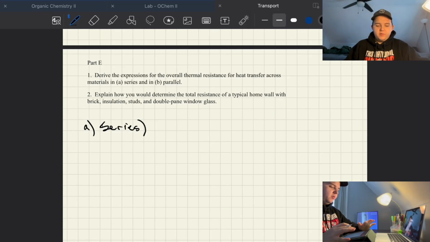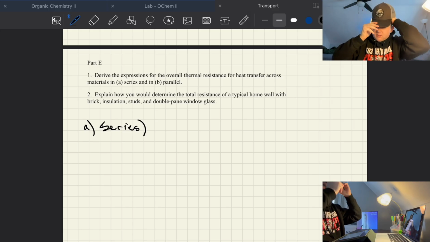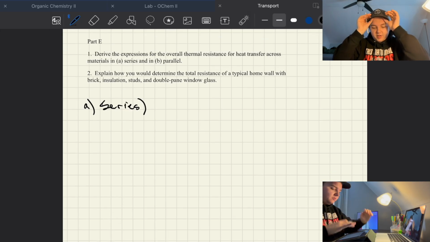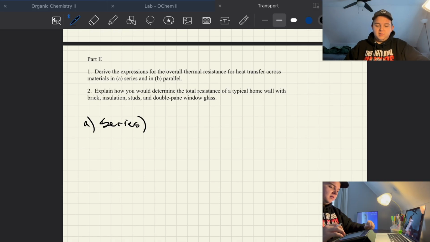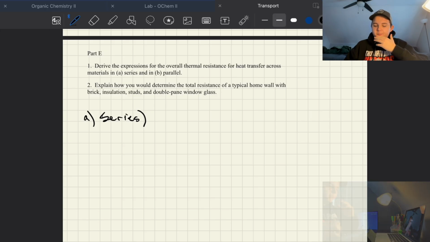Okay, our last part for homework 1, part E, is derive the expressions for the overall thermal resistance for heat transfer across materials in series and in parallel. And then the second part, which we'll work on in a little bit, is explain how you would determine the total resistance of a typical home wall with brick, insulation, studs, and double pane window glass. Okay, let's start with number 1 and hop into series.